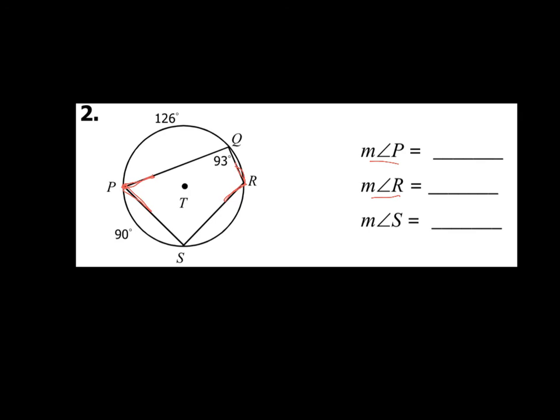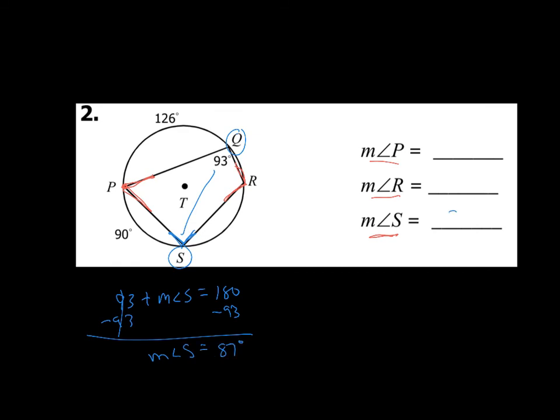So I keep moving around, and I see angle S. So really, I need to know all three angles of this quadrilateral that I don't have. Now I know that angle Q and angle S are opposite angles, so I know that 93 plus the measure of angle S equals 180. So when I subtract 93 from 180, I'll have the measure of angle S. We'll start there. So that yields me 87 degrees.